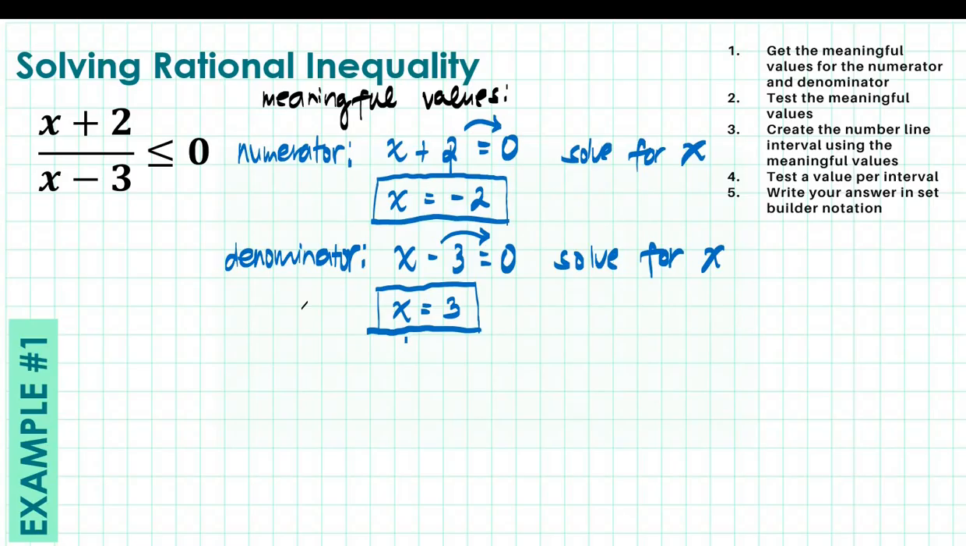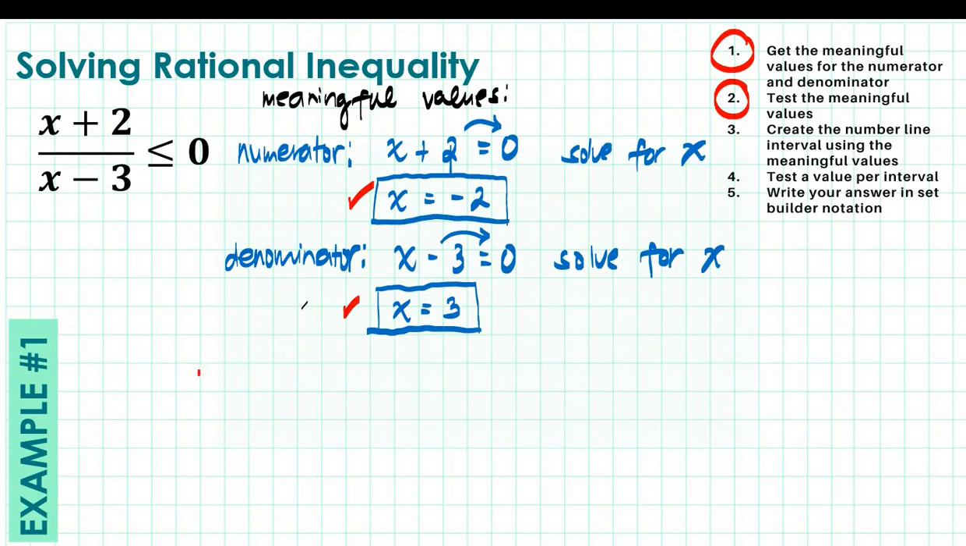Now, what is the essence of these meaningful values? These meaningful values are possible solutions to the inequality. And how do we check if they are indeed solutions to the inequality? We're done with step 1. The meaningful values are negative 2 and positive 3. Let's now proceed with step 2, where we test the meaningful values.